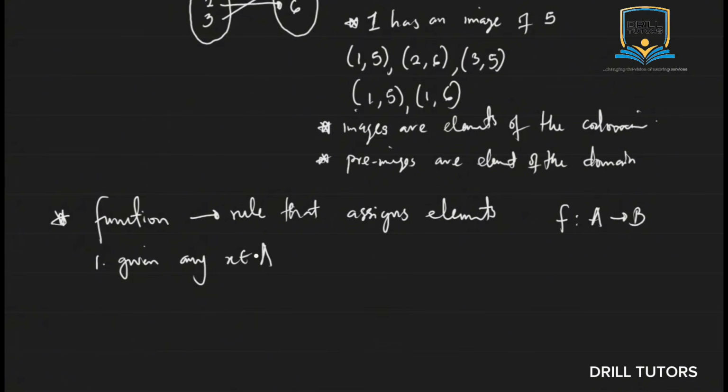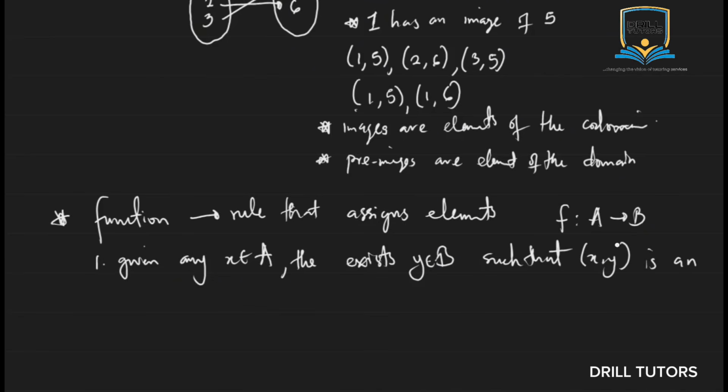any x, an element of A, this particular set, there exists y, an element of B, this other set, such that the ordered pair x comma y is an element of the solution set of f. Now, this is what I'm saying.